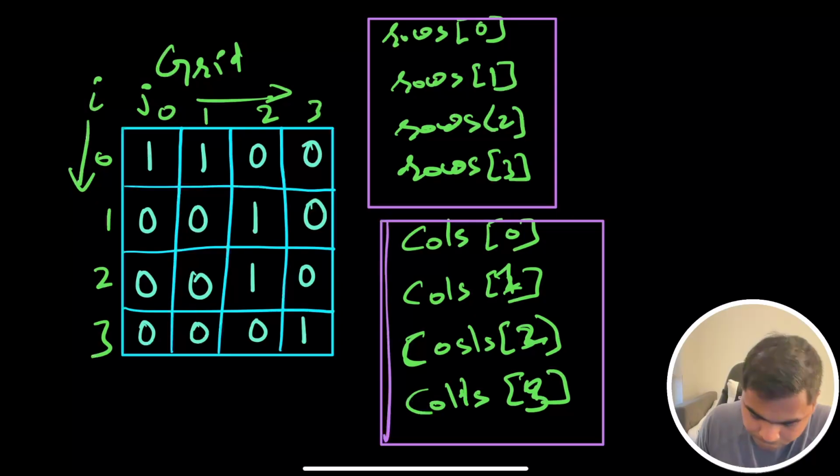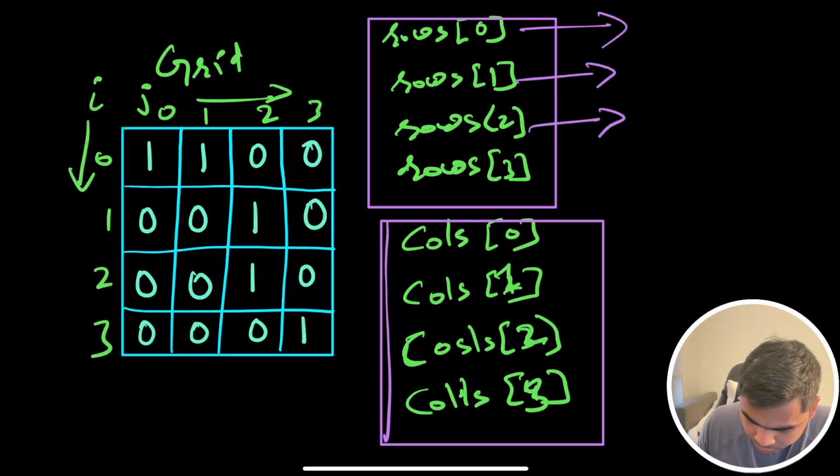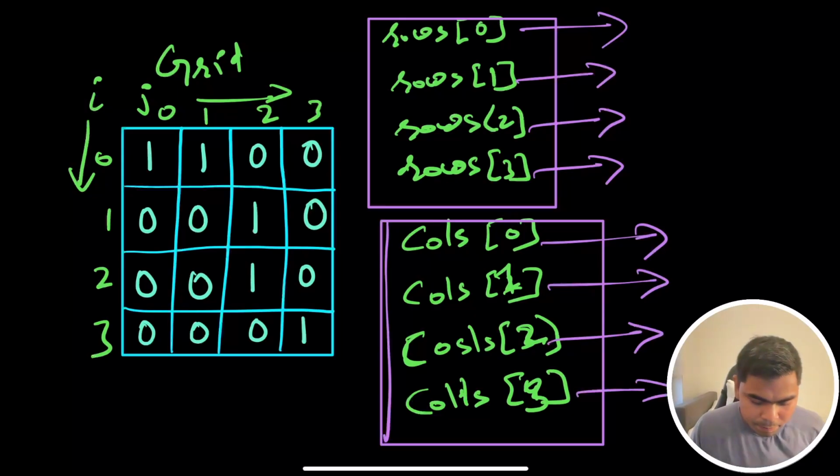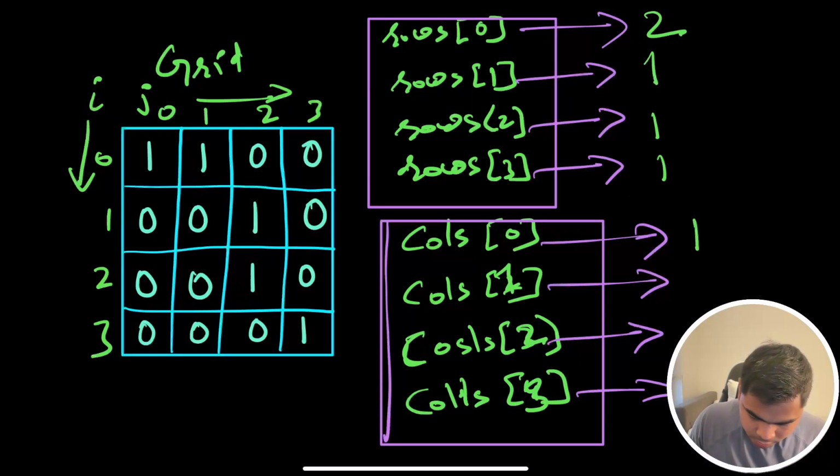All right, and I think at this point I might be overdoing it. So I'm going to go over this grid, and I'll check that the first row has two servers, the second row has 1, the third row has 1, the fourth row has 1. Then this column has 1, this one has 1, this one has 2, this one has 1.